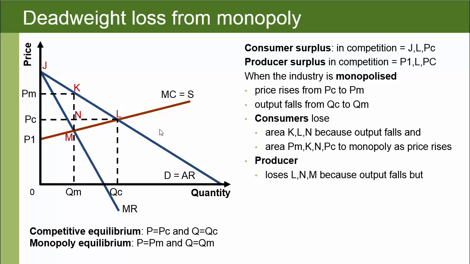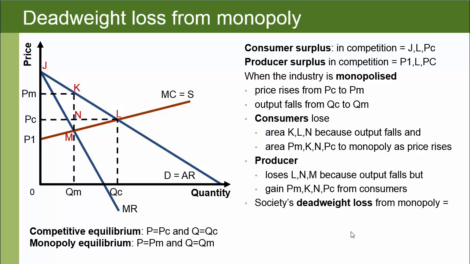We can assess this in more detail by looking at producers. Now they too have lost out because output's fallen. They've lost out by this amount, NLM, because output's fallen from here to here. But they have captured this amount of consumer surplus, PM, KN, PC, and converted it to producer surplus.